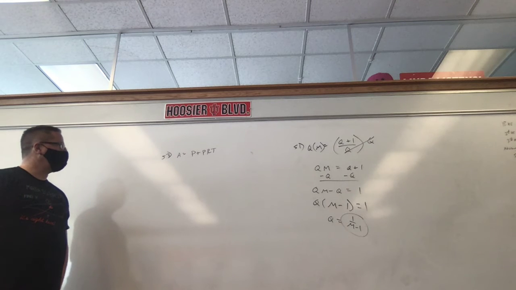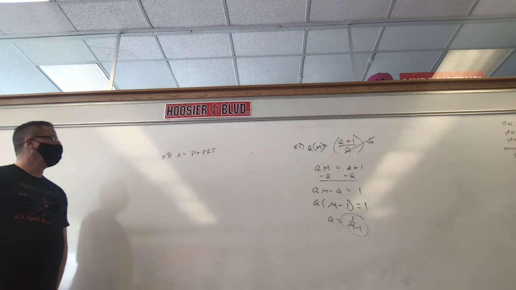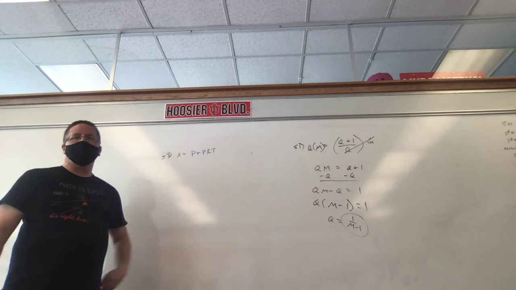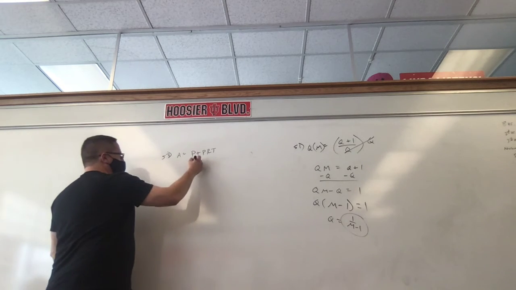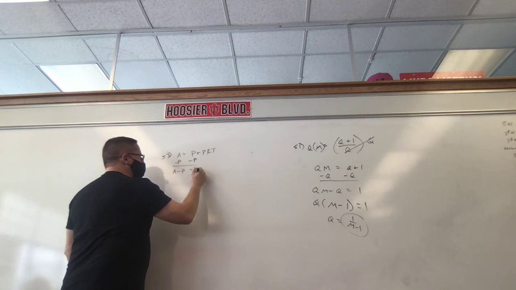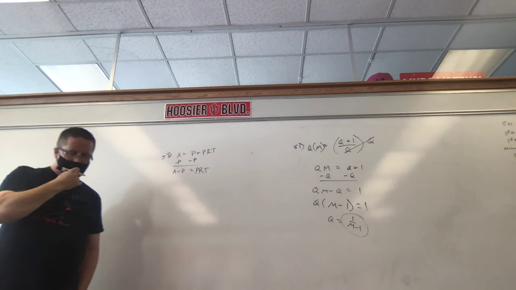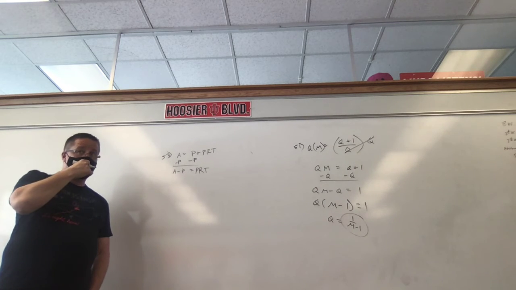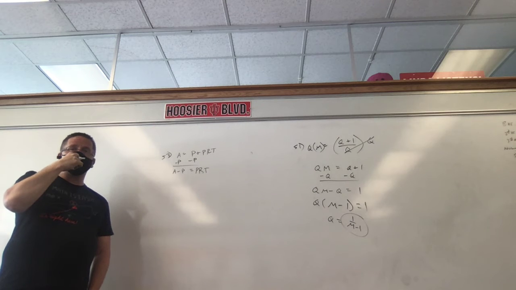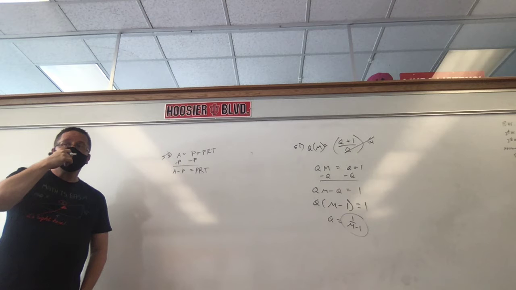If you want to get R by itself, what's the first thing we're going to do? Subtract what? P. How are you going to get rid of the PT? Well, we'll do this. Subtract P. So we have A minus P equals PRT. And what do I have to get rid of to get R by itself now? P and T. How do I get rid of the P and T? Divide by what?